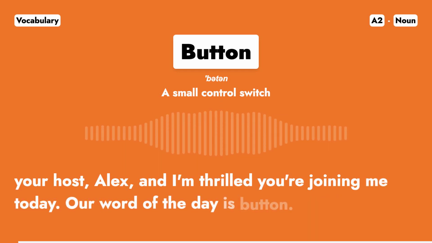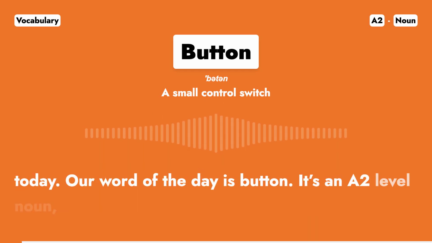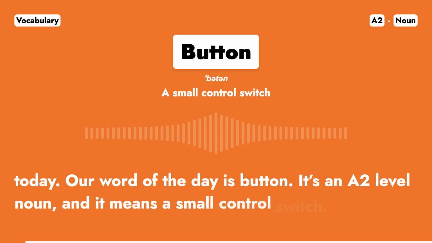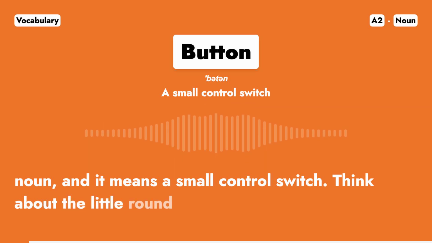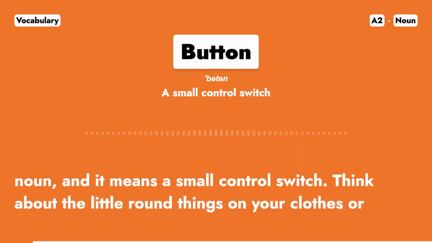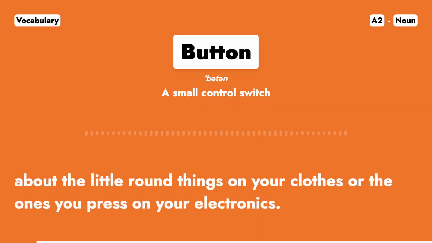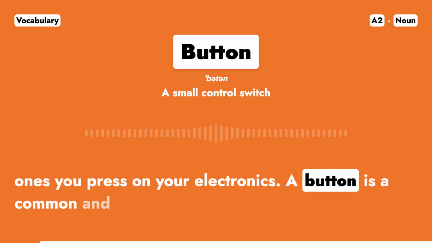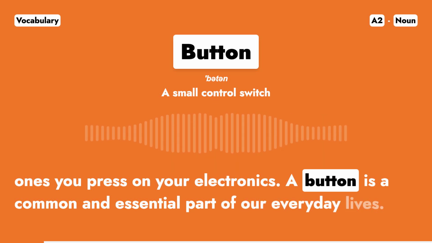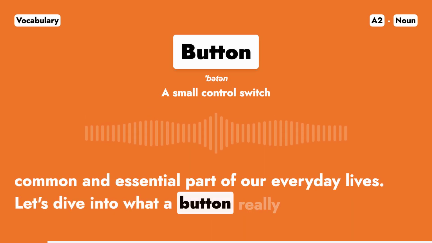Our word of the day is button. It's an A2 level noun, and it means a small control switch. Think about the little round things on your clothes, or the ones you press on your electronics. A button is a common and essential part of our everyday lives. Let's dive into what a button really is.